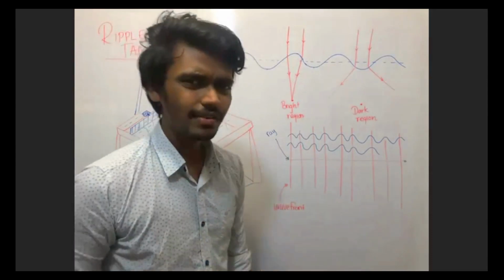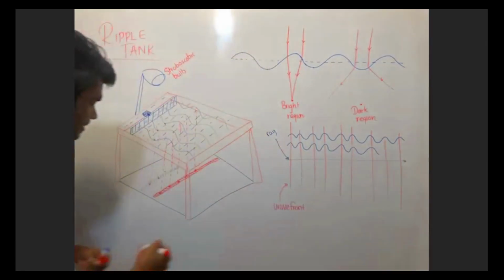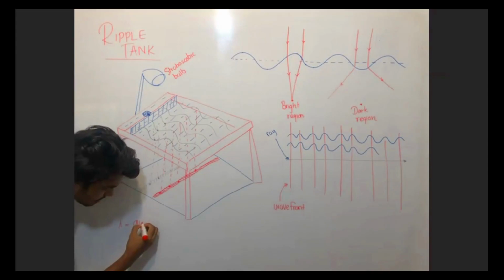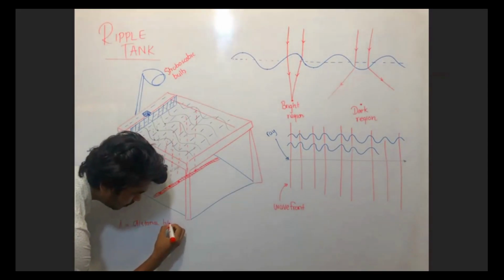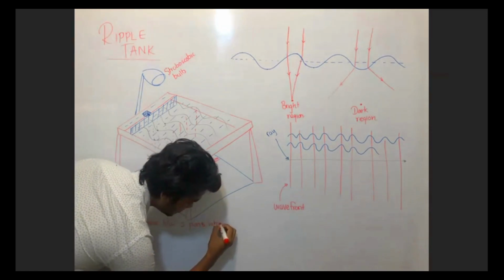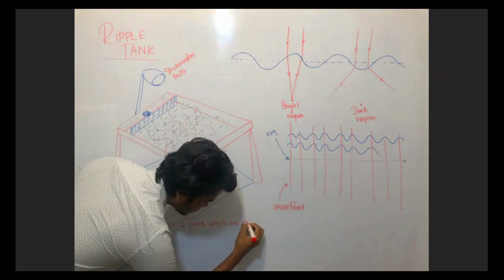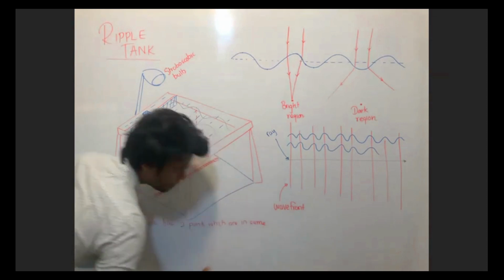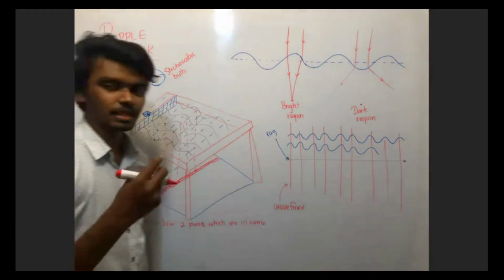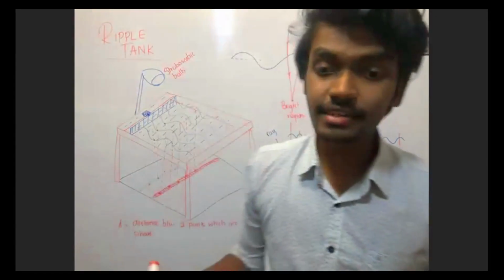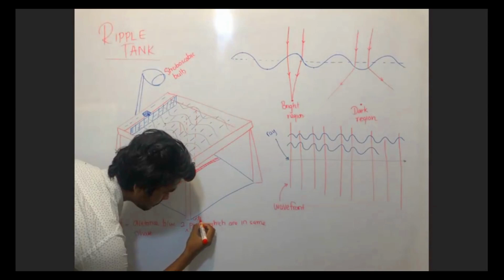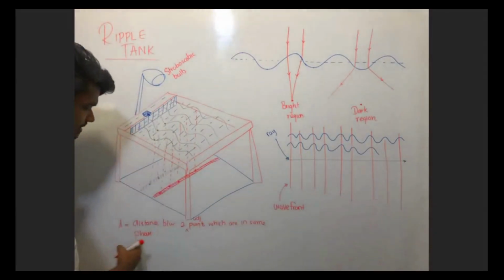We know the definition of a wavelength. A wavelength, lambda, means the distance between two points which are in the same phase. The minimum distance between two adjacent points, two adjacent points which are in the same phase.